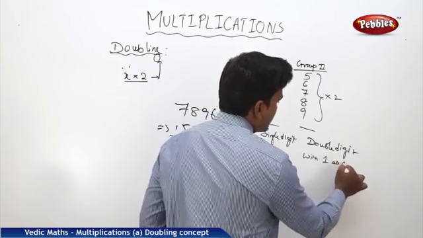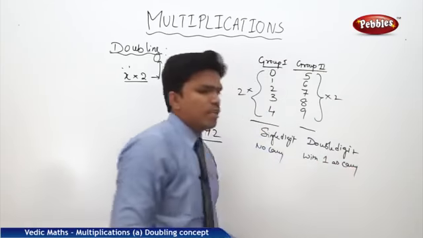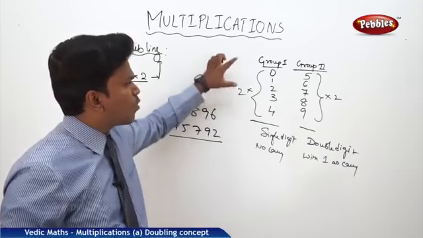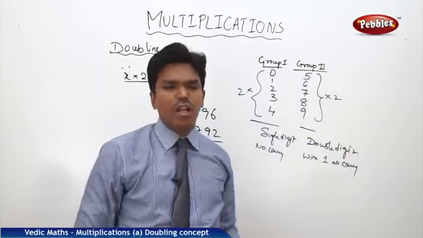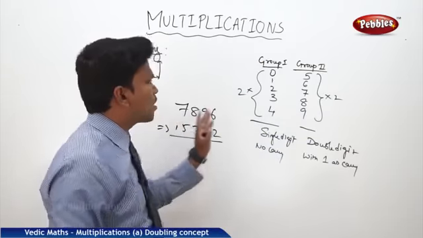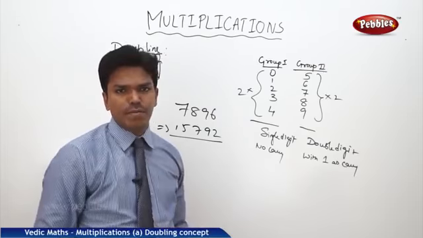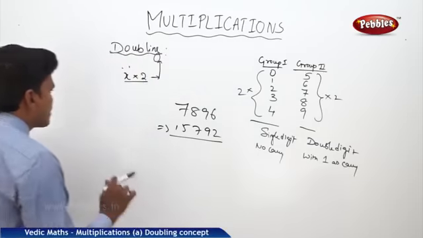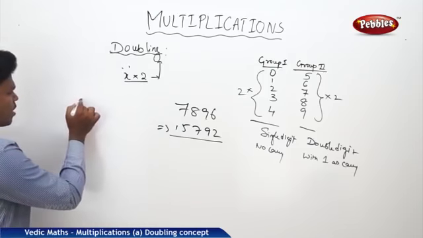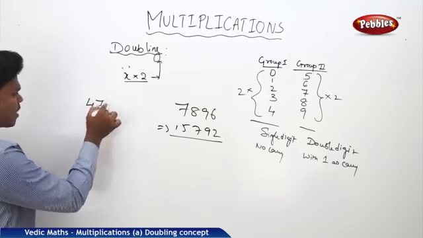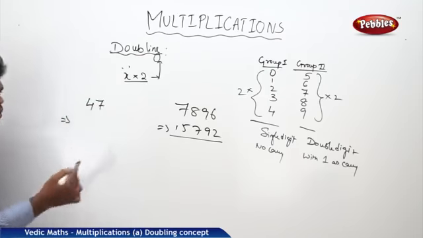With 1 as carry. Yes or no? So that's why this is group 1 and this is group 2. Now how can we apply these group 1 and group 2 numbers in our doubling concept? Let us take an example. Suppose I take 47. I want to make the double of 47.